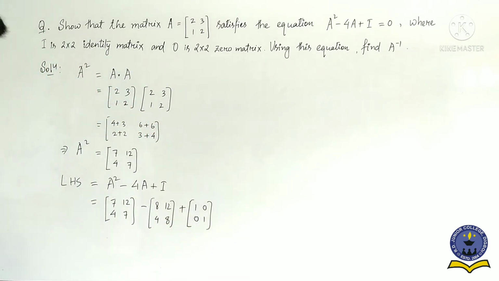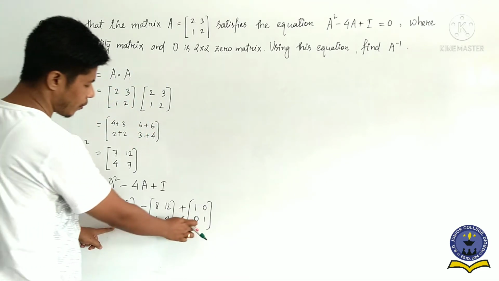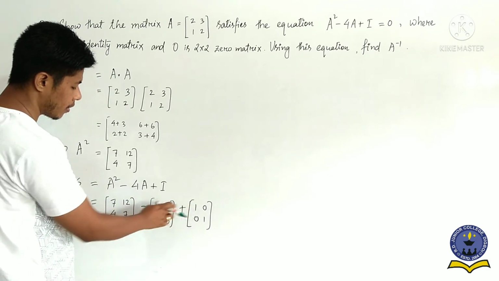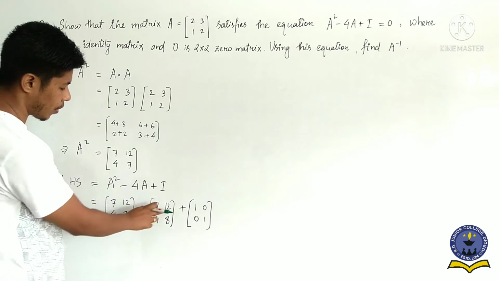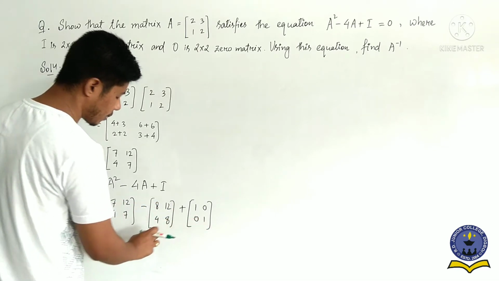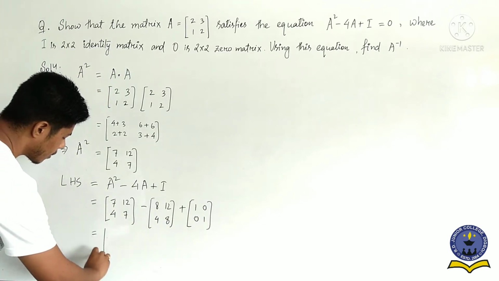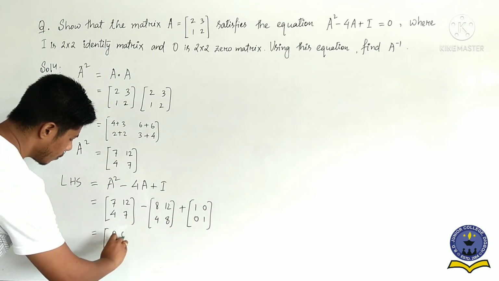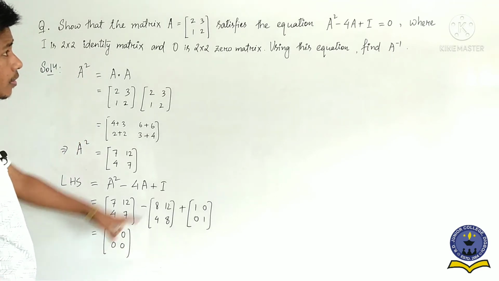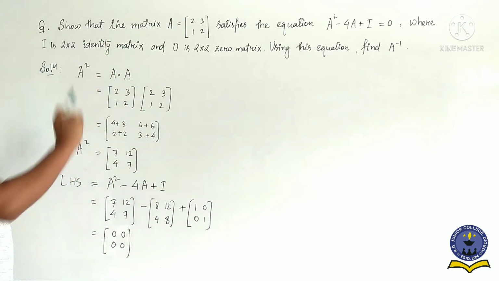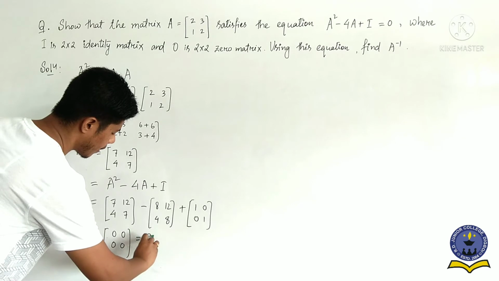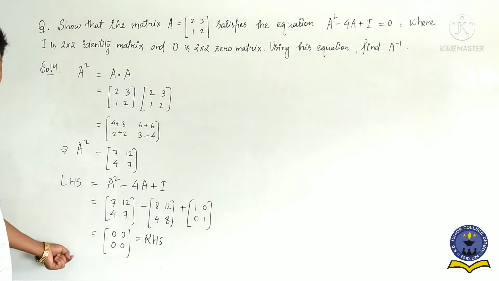If you calculate this, we add these two first and then subtract from this result. 7 plus 1 is 8, 8 minus 8 is 0. Here 12 minus 12 is 0. Then 4 minus 4 is 0. 7 plus 1 is 8, 8 minus 8 is 0. So ultimately we get the 0 matrix [0, 0; 0, 0]. The right hand side is also the 0 matrix, so the left hand side equals the right hand side. The proof is very simple, isn't it?